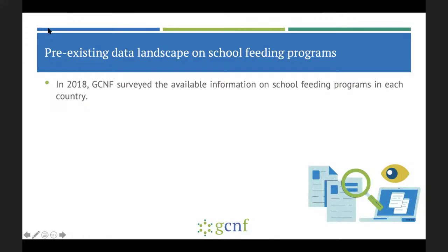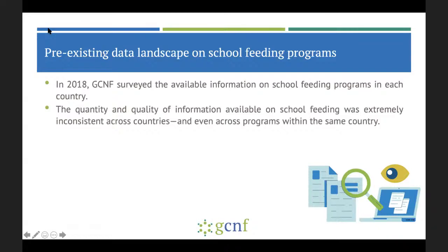What about the data that underlies what we know about this link? In 2018, the Global Child Nutrition Foundation conducted an exercise where we surveyed the available information on school feeding programs in almost every country in the world. And we did this in coordination with a group of master's students at the University of Washington. What did we find? We found that the quantity and quality of information available on school feeding was extremely inconsistent across countries, and sometimes even across different programs that were operating within the same country.